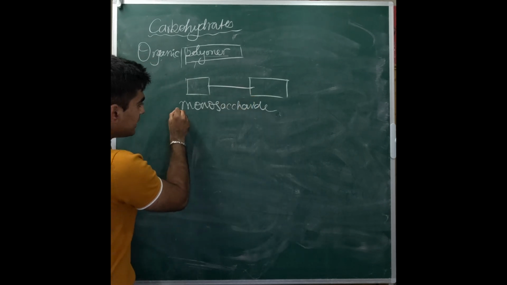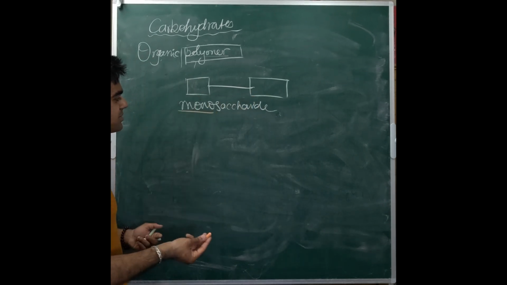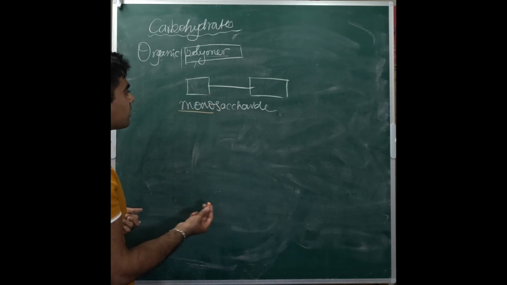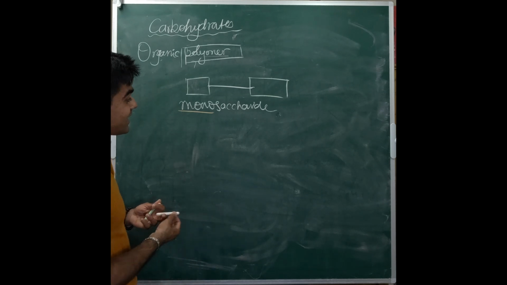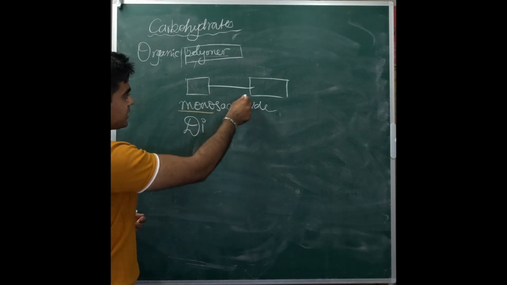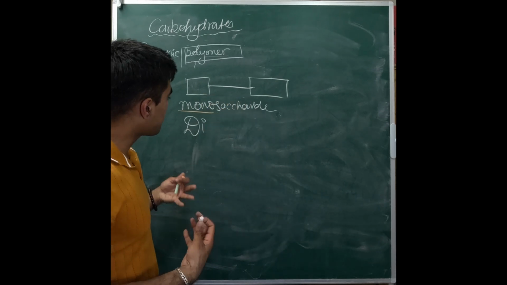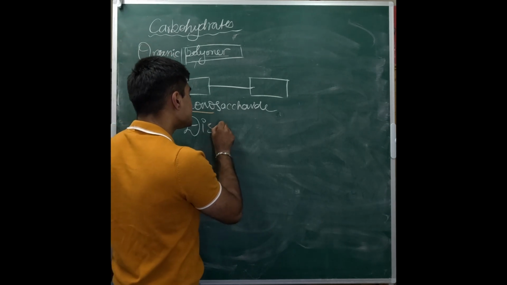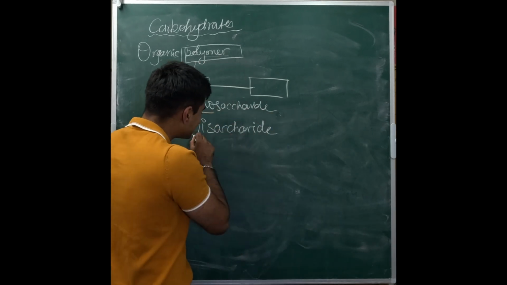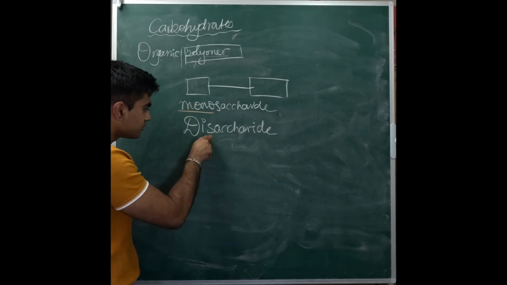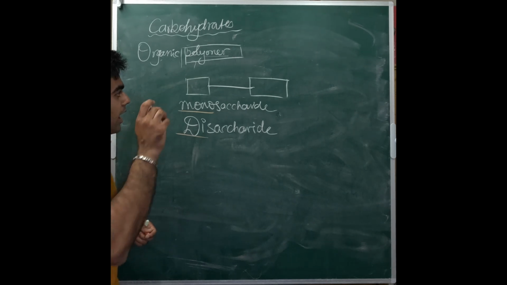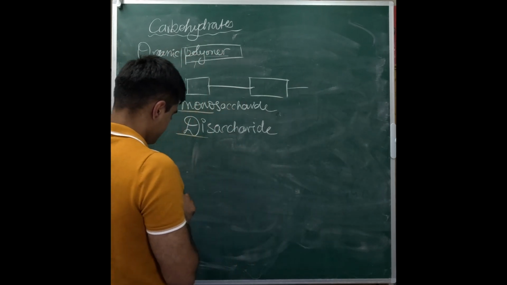We know that the thing in front tells us the number. So if I've got 2, what's the thing that we put at the start for that? Oh, it's di, right? So when you've got 2 monosaccharides joined and bonded together, you call it a disaccharide. What do you call it? A disaccharide, because it's got 2. In the same way, what if I add another? What if I add another monosaccharide to this?